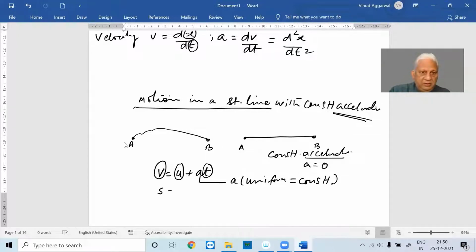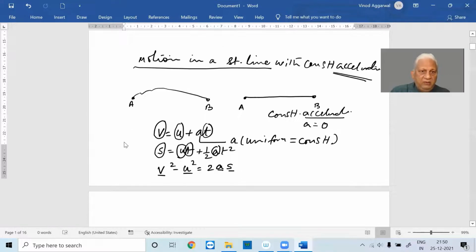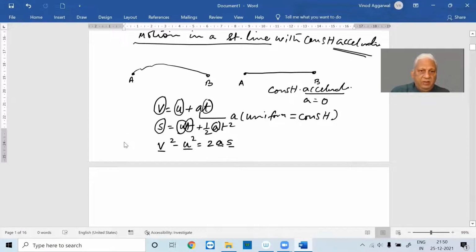Then s is equal to ut plus half at square, where s is the distance traveled, u is the initial velocity, t is the time taken, a is the acceleration. And then v square minus u square is equal to 2as, where v is the final velocity, u is the initial velocity, a is the acceleration, and s is the distance traveled. Now we can easily derive this formula from here. Let's see how.